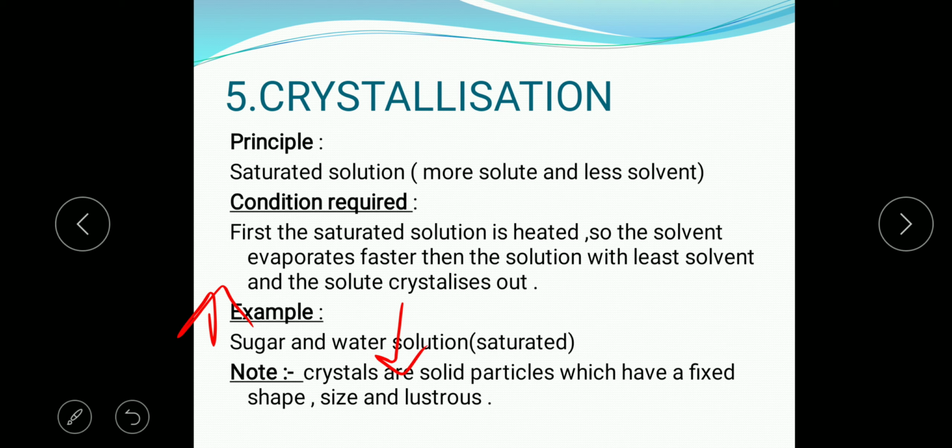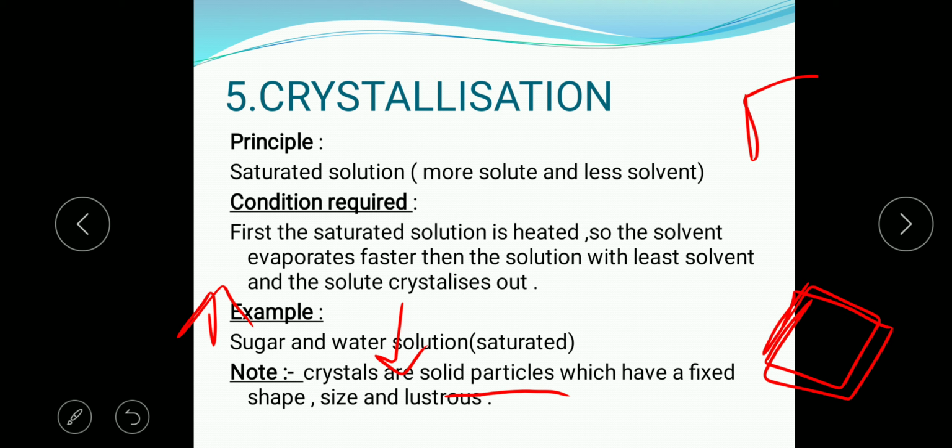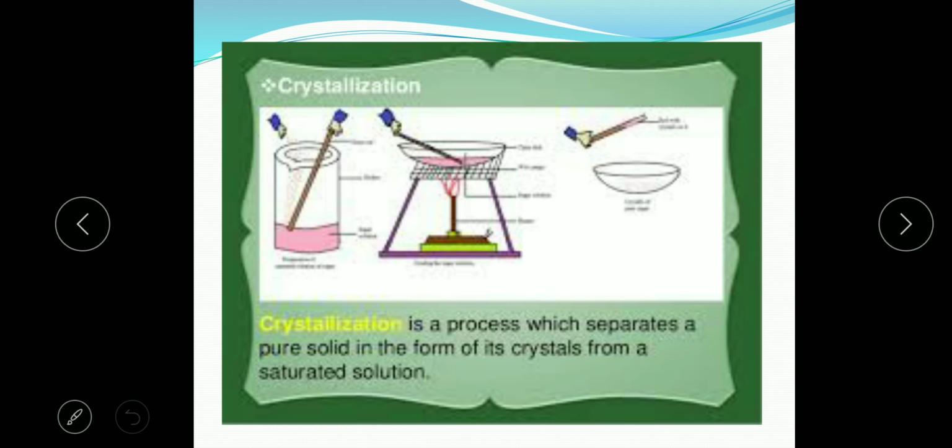Now what is a crystal? Crystals are actually solid particles which have a fixed dimension. It means they have a fixed shape, a fixed size and a fixed luster. You must have seen sugar crystals, cubical. It has a cubical shape, a size and a whitish luster. So crystallization is a process which separates a pure solid in the form of crystals from a saturated solution.